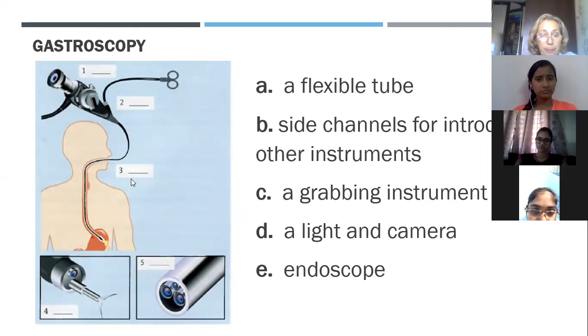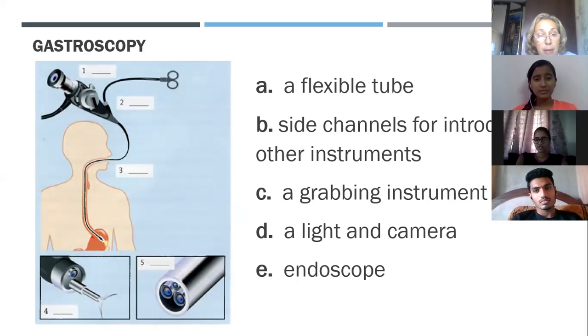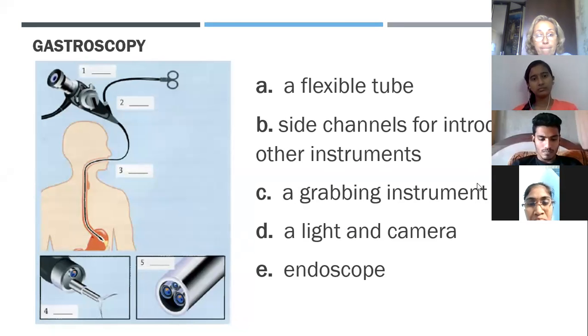Well, number 3. Flexible tube. Number 4. Grabbing instrument. Yes, this is for biopsy. And number 5. Light and a camera. Yes, at the end of the tube, a light and camera.